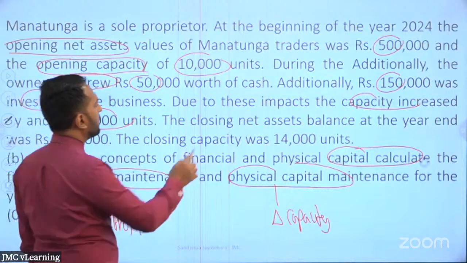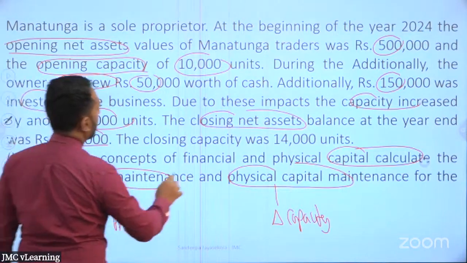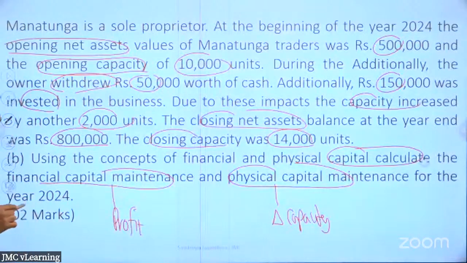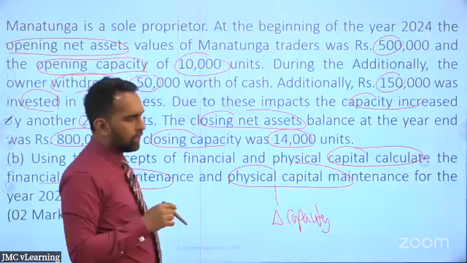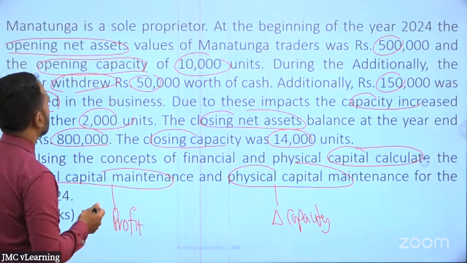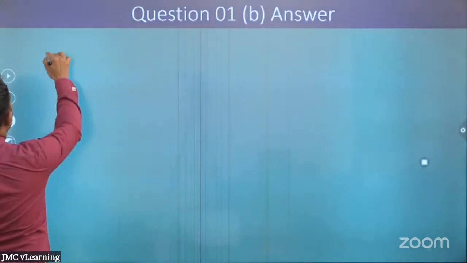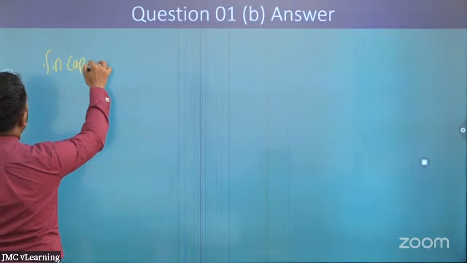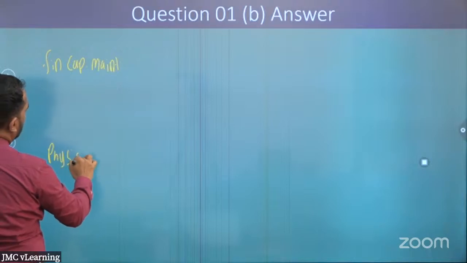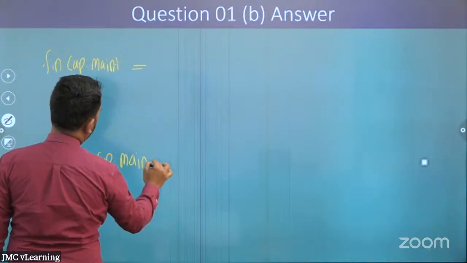The closing net assets at the year end is 800,000. Closing capacity 14,000. Okay, these are the information given, right? So what I need to do now is calculate the financial capital maintenance and the physical capital maintenance. It's very easy, not a difficult thing.